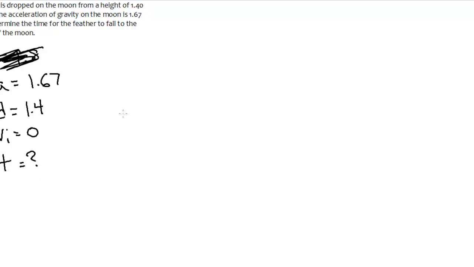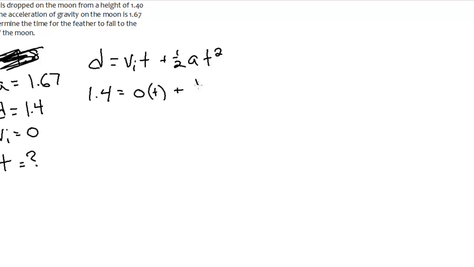So do we have an equation that deals with this? And this is going to be our D equals VIT plus 1/2 AT squared. All right, so our distance was 1.4. Our initial velocity is going to be 0 times t plus 1/2 the acceleration of 1.67 times t squared. So we have 1.4. This is going to just drop to 0.